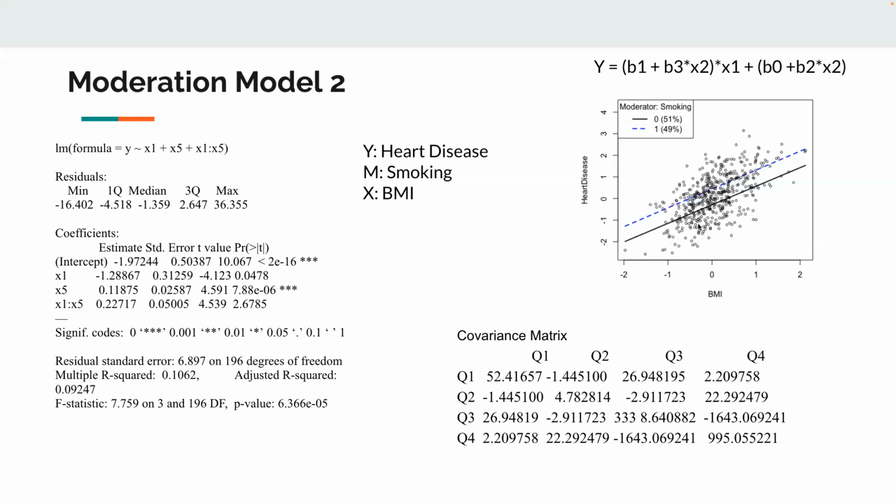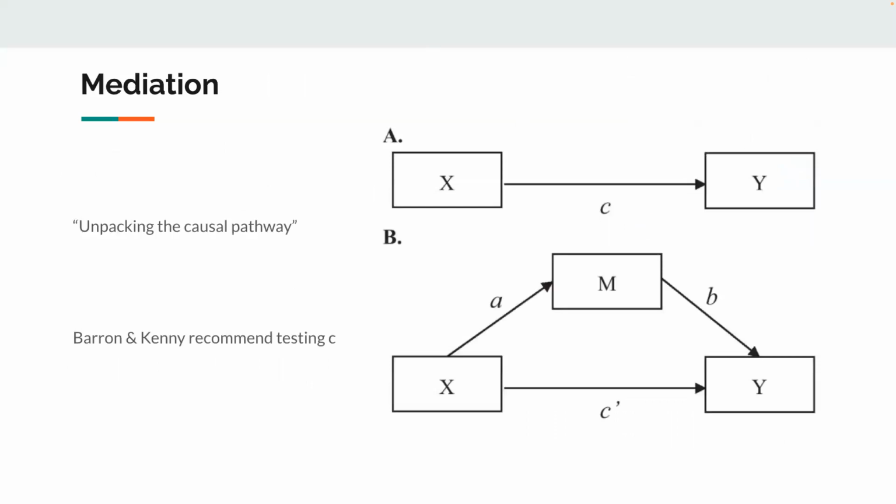Now, what would happen if we had no significant changes in the intercepts? Then our intercepts, on this graph, would start at the same place. There would be no change in intercept over here. So yeah, these are just a few examples of moderation in action. We're going to look at mediators and mediation.